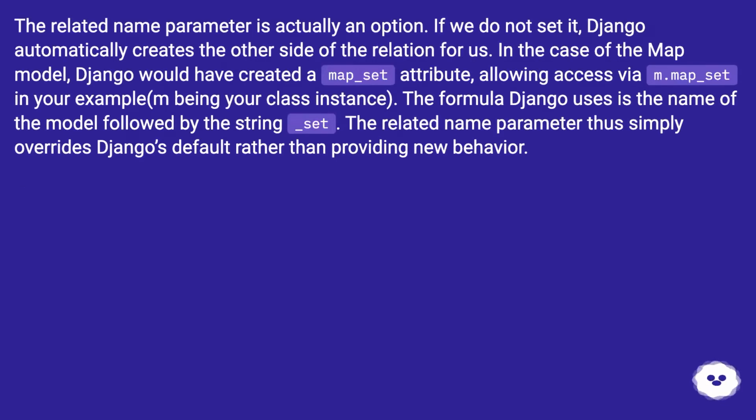The related name parameter is actually optional. If we do not set it, Django automatically creates the other side of the relation for us. In the case of the map model, Django would have created a map_set attribute, allowing access via m.map_set in your example, m being your class instance. The formula Django uses is the name of the model followed by the string _set. The related name parameter thus simply overrides Django's default rather than providing new behavior.